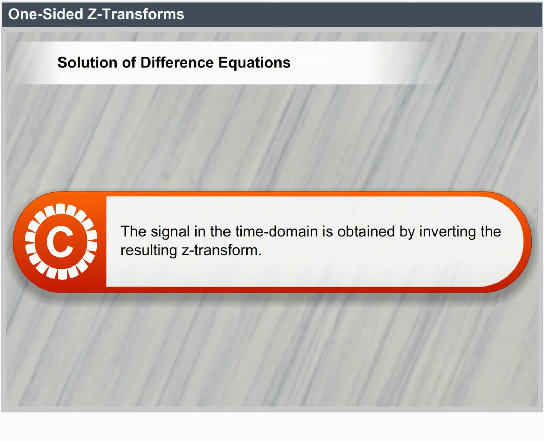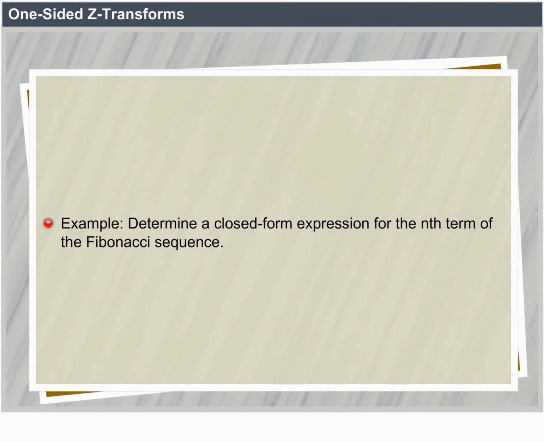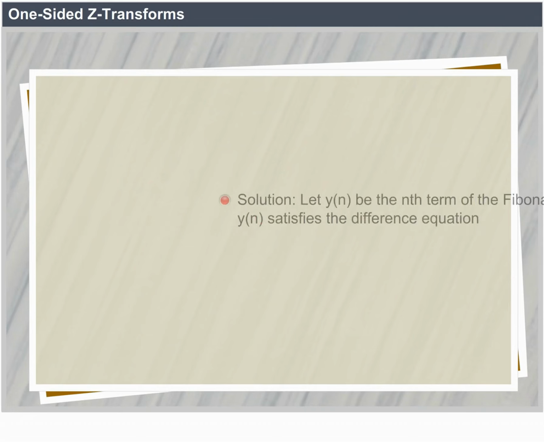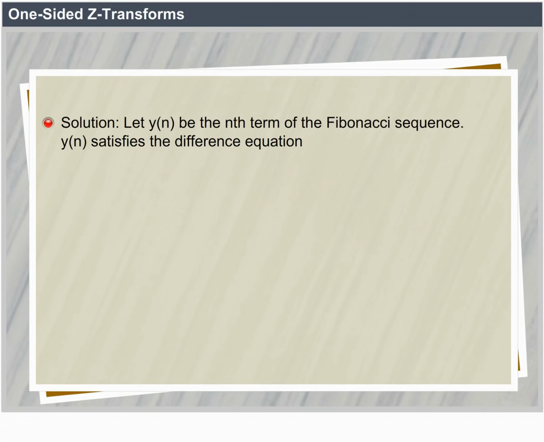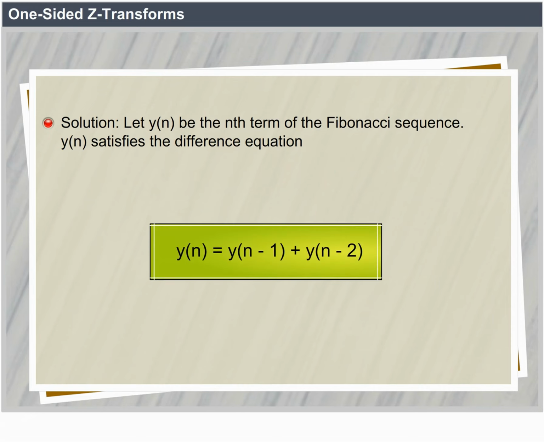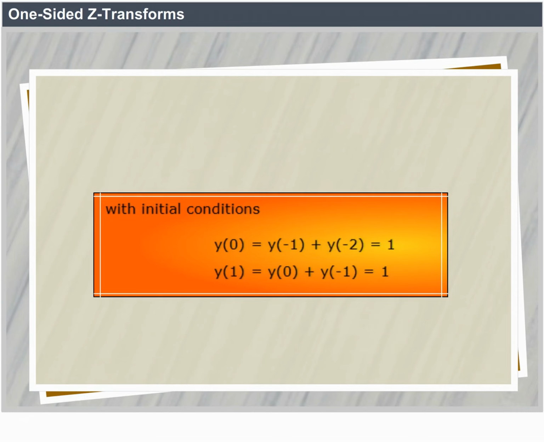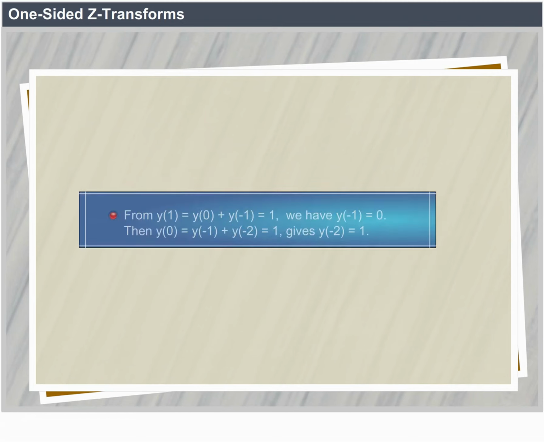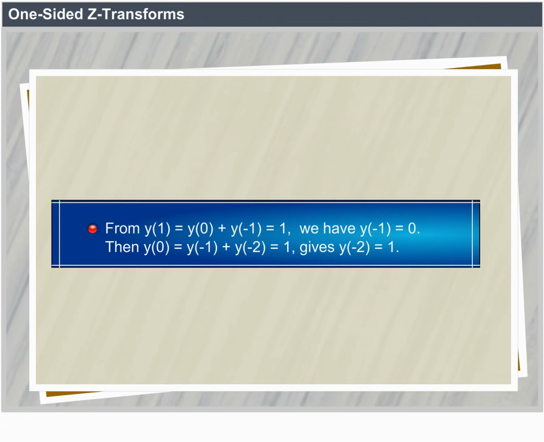Example. Determine a closed form expression for the nth term of the Fibonacci sequence. Solution. Let y of n be the nth term of the Fibonacci sequence. Y of n satisfies the difference equation y of n equal to y of n minus 1 plus y of n minus 2, with the initial conditions y of 0 equal to y of minus 1 plus y of minus 2 equal to 1. Then y of 1 equal to y of 0 plus y of minus 1 equal to 1.